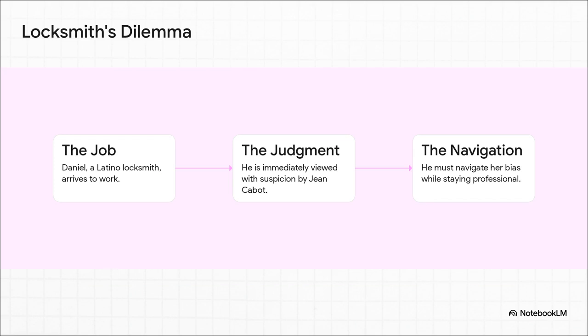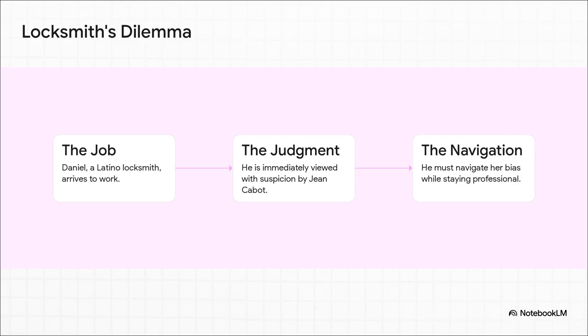Then we've got Daniel, the locksmith. And his story is a perfect illustration of what the great sociologist W.E.B. Du Bois called double consciousness. See, Daniel knows exactly who he is. He's a hardworking guy, a great dad, but he also has to live with this constant awareness of how other people see him.